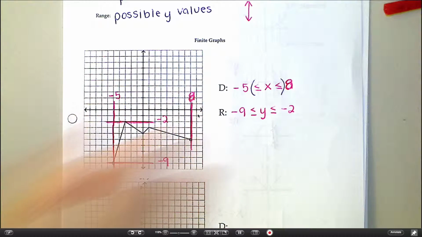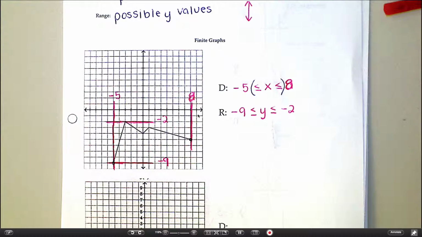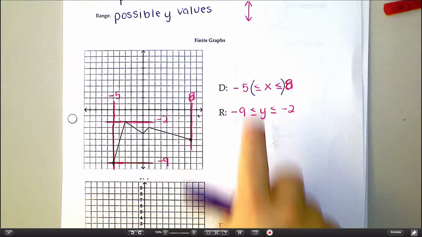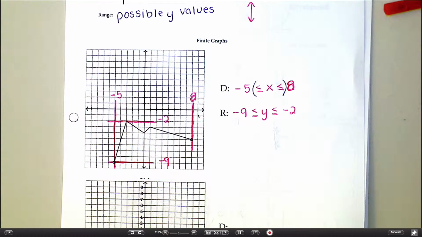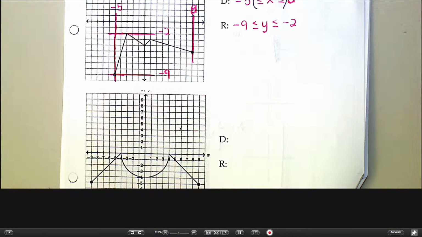If they look like this, where the graph has end points. We're going to talk in a minute about the graphs with arrows that keep going. Those are going to look a little different. But this part in the middle is always going to look the same if you're just saying from one number to another. Okay? All right, let's look at this next example.